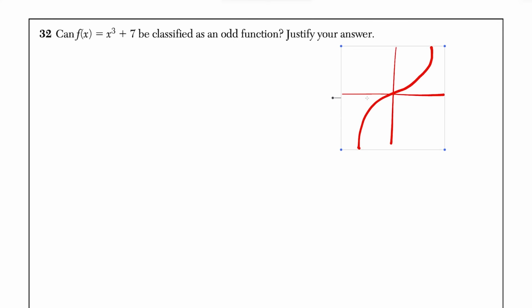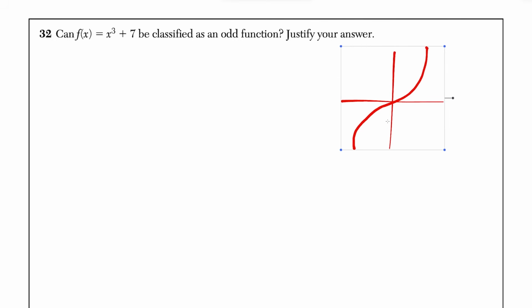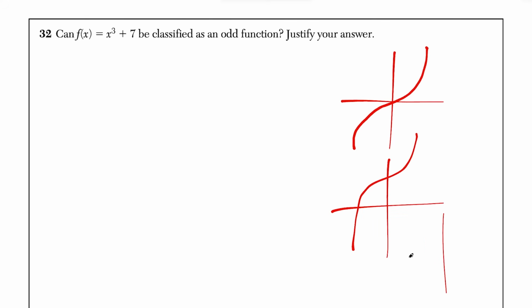If the graph that I get is the same graph as the original graph, then the original function is odd. So turning the graph upside down does not change what the graph looks like. The problem with the one that they gave us, when they gave us x to the 3rd plus 7, that shifts the graph up 7 units, the x to the 3rd graph. So that would give us something like this. So when I flip this upside down, I'm going to get something that looks like this.